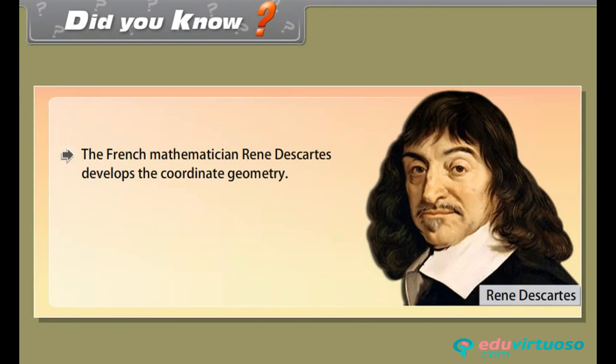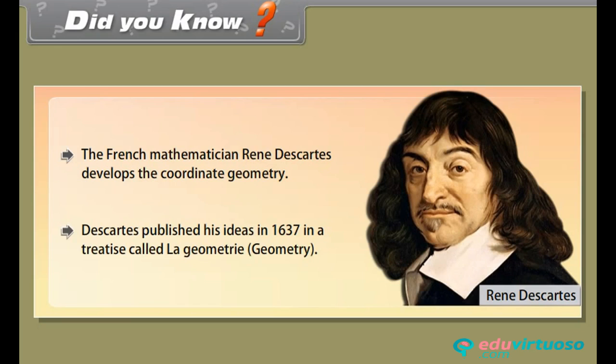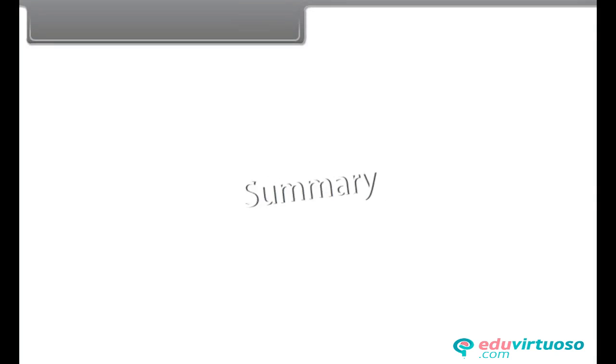Did you know? The French mathematician René Descartes developed coordinate geometry. Descartes published his ideas in 1637 in a treatise called La Geometrie. Summary.